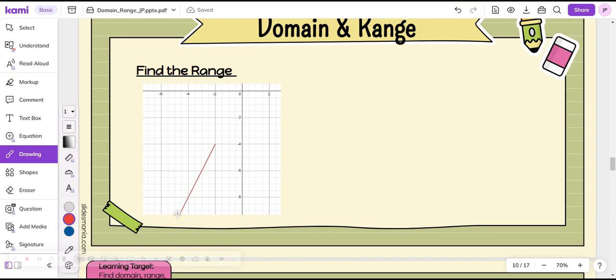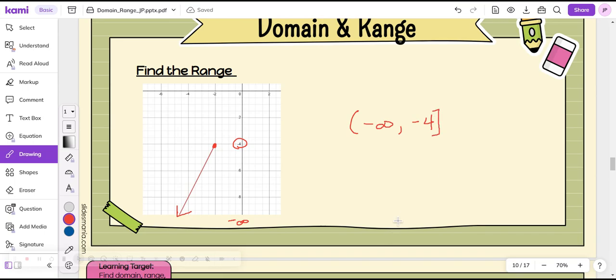This graph is going all the way to the end of the viewing window, so you can assume there's an arrow there, and then it's going to stop here. So how low does it go? This arrow is pointing down, so that means that our y's go to negative infinity, and then we're going to go up to negative 4. So our range is going to go from, remember, it's always how low to how high. So negative infinity to negative 4 bracket.